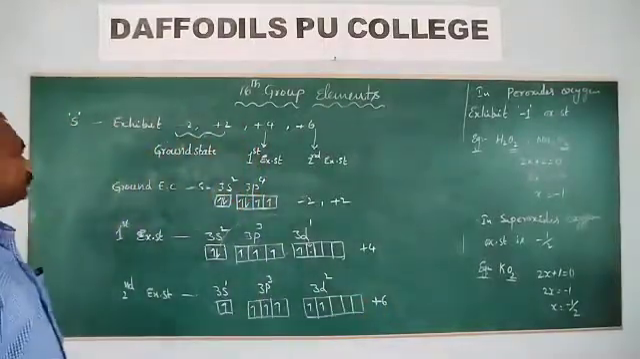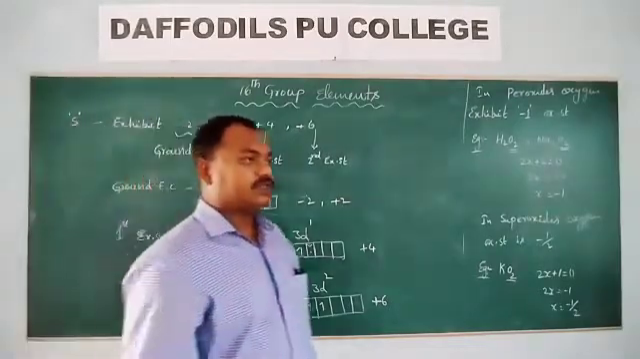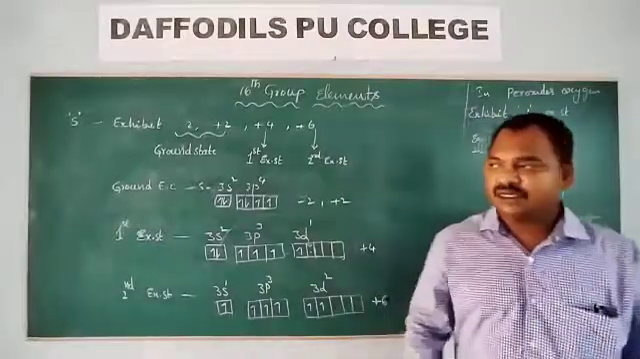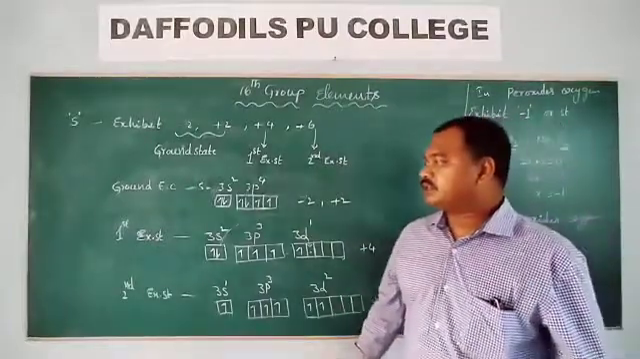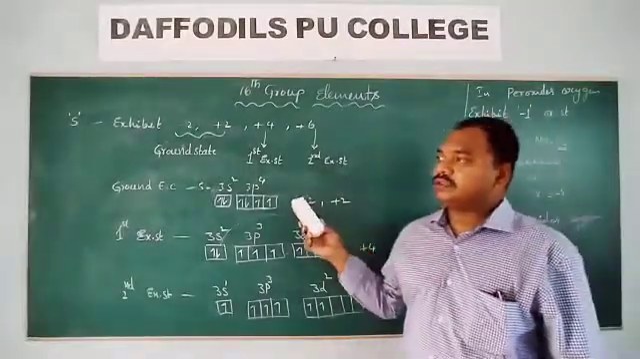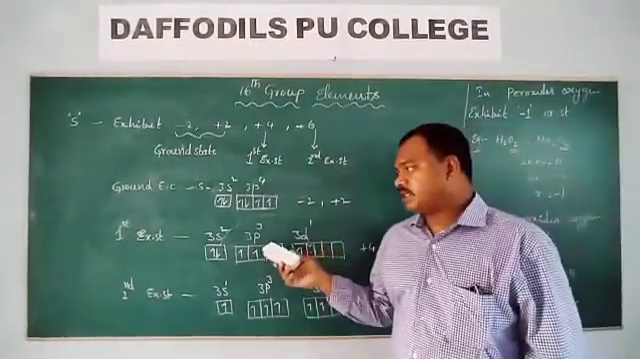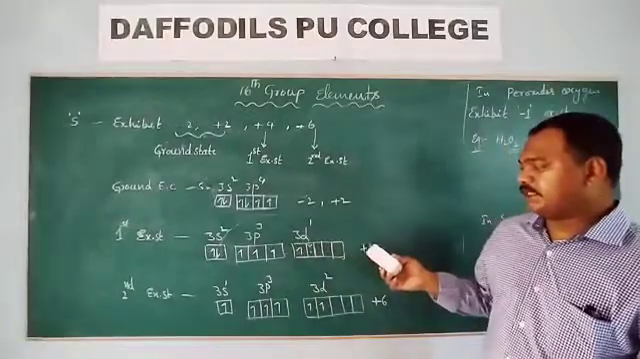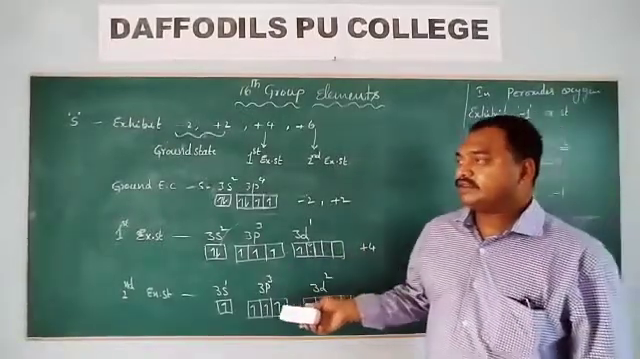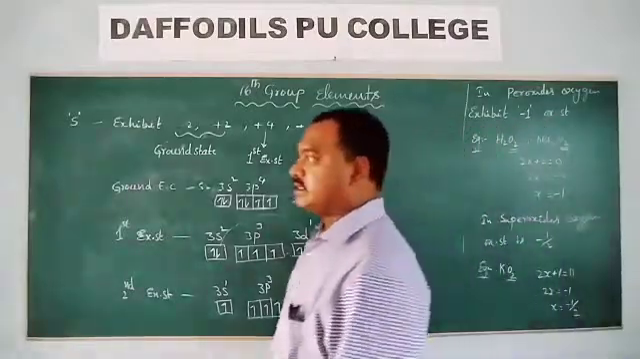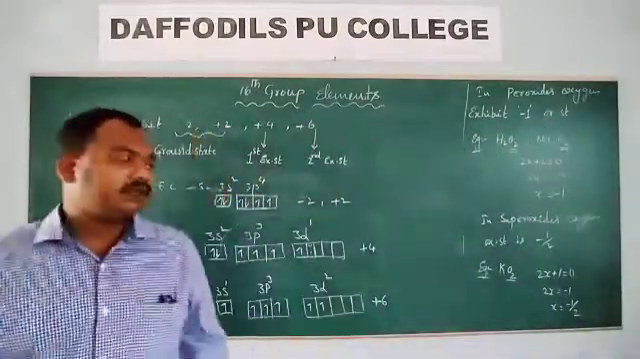Like that, sulfur exhibits -2, +2, +4, +6 oxidation states at different conditions. At ground level, it shows -2 or +2 oxidation state. At the first excited state, it shows the +4 oxidation state. In the second excited state, it shows the +6 oxidation state respectively.